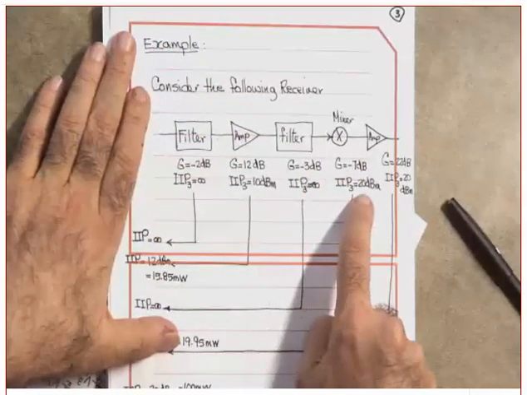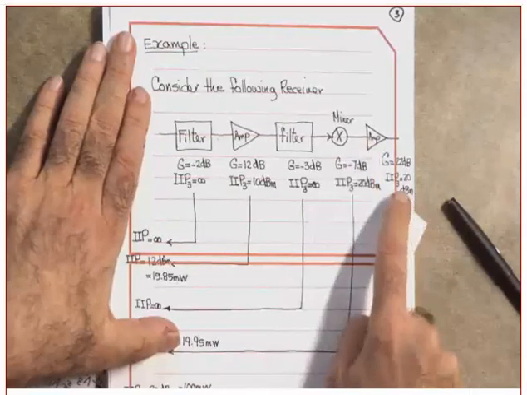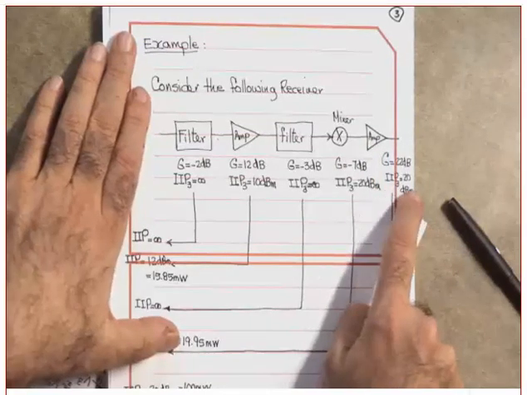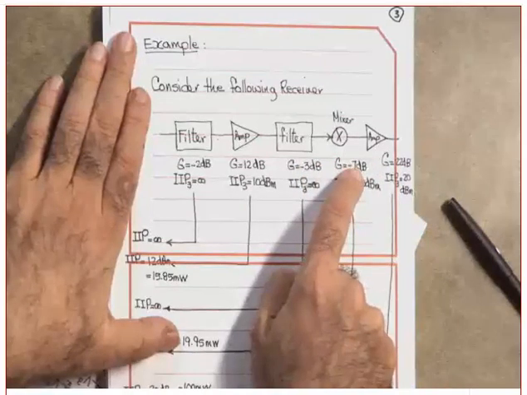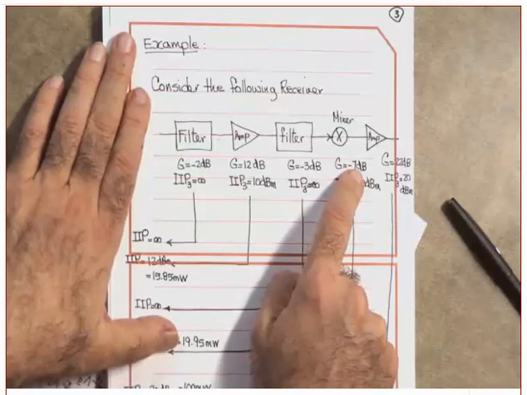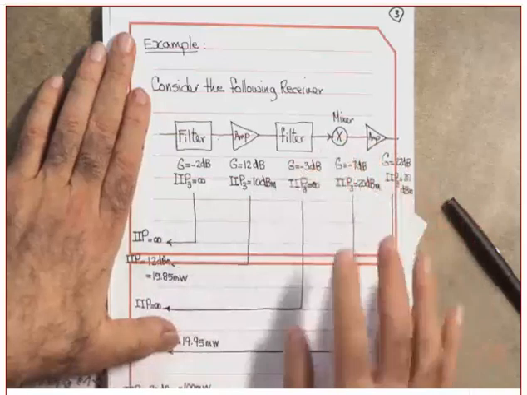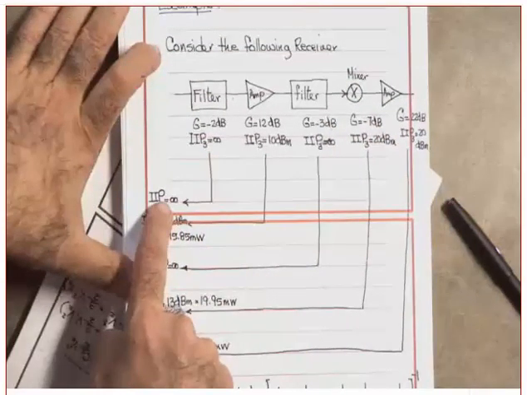Mixer, IIP3 equal to what? 20 dBm. Amplifier, IIP3 is what? 20 dBm. And the gains of it. Why is this -7 dB? That's a passive mixer. A passive mixer can only provide you with what? Conversion loss, not conversion gain. You refer this one to the input, it's still infinity.